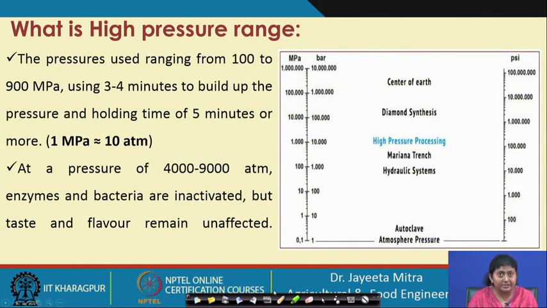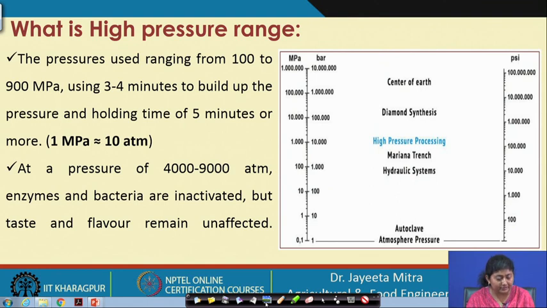So, let us see how much high pressure is required to cause the destruction of microorganisms. Very high pressure is required here. The pressure used ranges from 100 to 900 megapascal, even 1000 megapascal in some cases, using 3 to 4 minutes to build up the pressure and holding time up to 5 minutes or more.